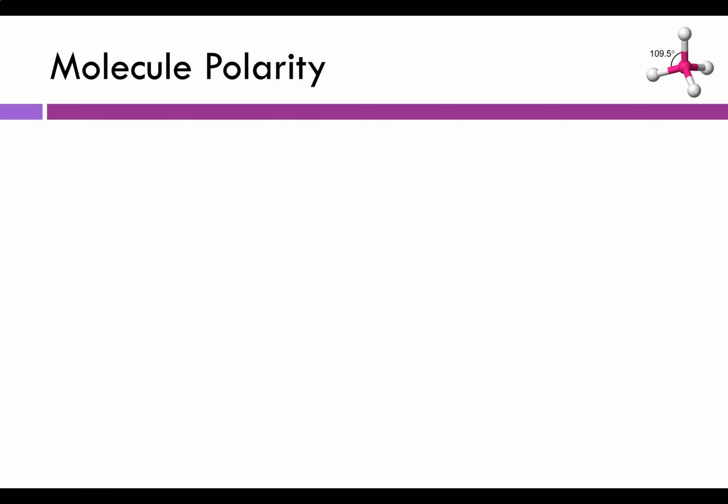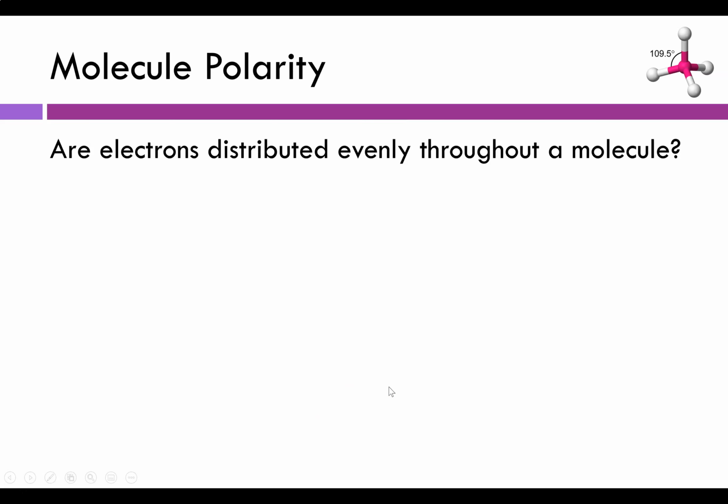Let's talk about molecule polarity. Molecule polarity tends to be conceptually a little bit more difficult than bond polarity, which is pretty cut and dry, just that simple subtraction. When we're talking about molecule polarity, what we're asking is, are the electrons distributed evenly throughout a molecule? If some of the bonds are polar and some of the bonds are nonpolar, one side of the molecule might start to pull electron density towards itself, causing an unequal or uneven distribution of charge.